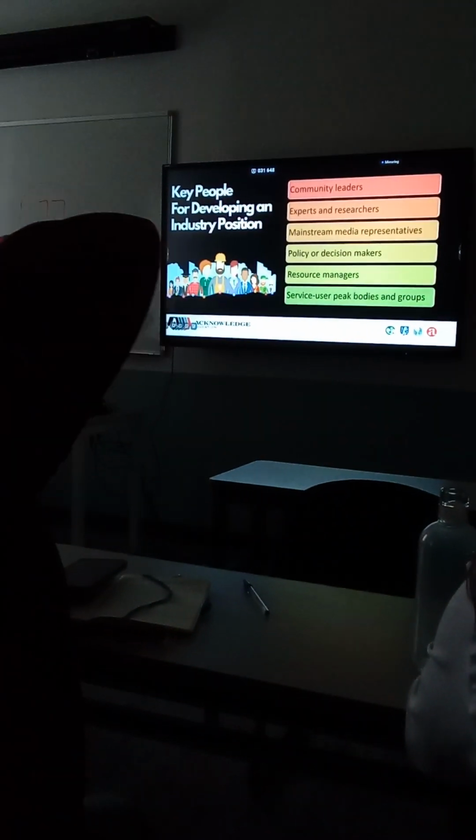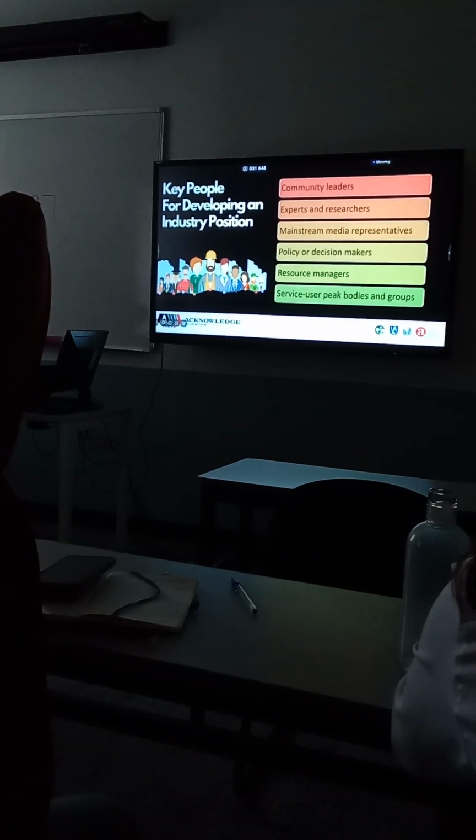Industry. And most organisations, particularly aged care for example, have a national peak organisation that a lot of aged care services are members of. Okay, so if we're developing an industry position, we need to find community leaders, experts and researchers, mainstream media representatives. We're going to find out what's being reported. Policy or decision makers, they're the ones with the money, they're our buckets. Resource managers and service user big bodies and groups.